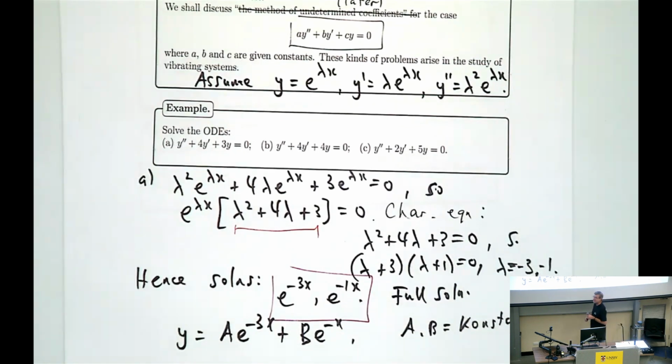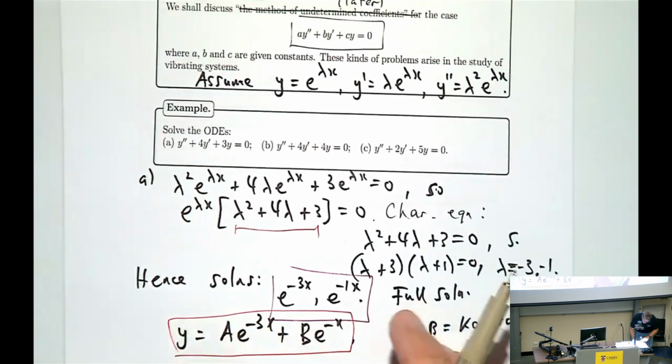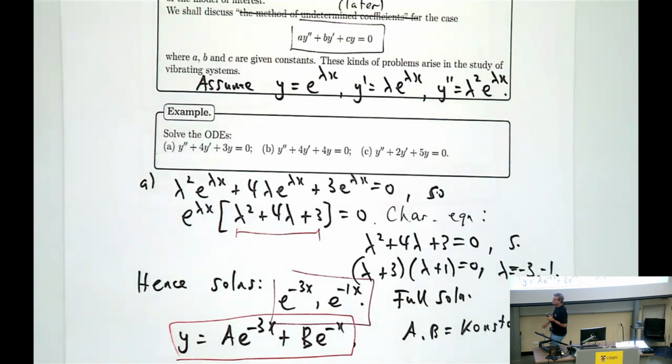Okay? That is the full solution for part A. We don't know what A and B are, they're just constants. If we had some initial conditions or some extra information, we could determine A and B, but we can't because we're not told what that information is.